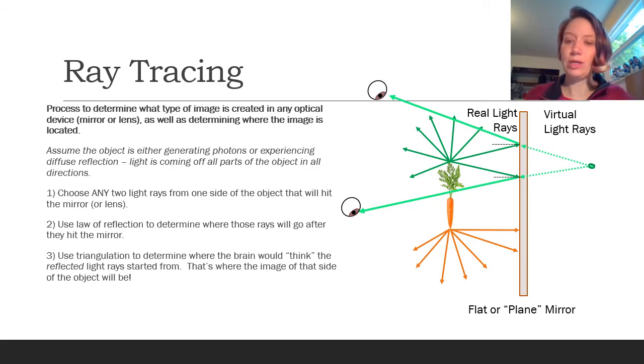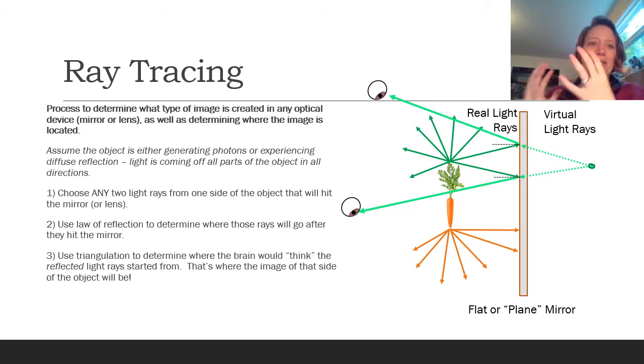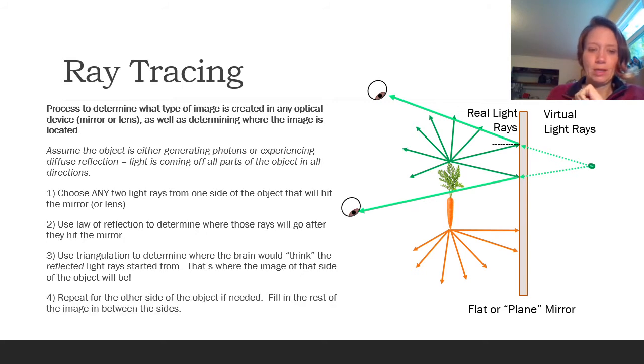That spot appears to be the source of the light rays. We know they didn't actually start there. They started here at the carrot. But your brain isn't smart enough to understand that. Your brain thinks light travels in a straight line, so your brain is going to think that the stem of that carrot exists behind the mirror somewhere.